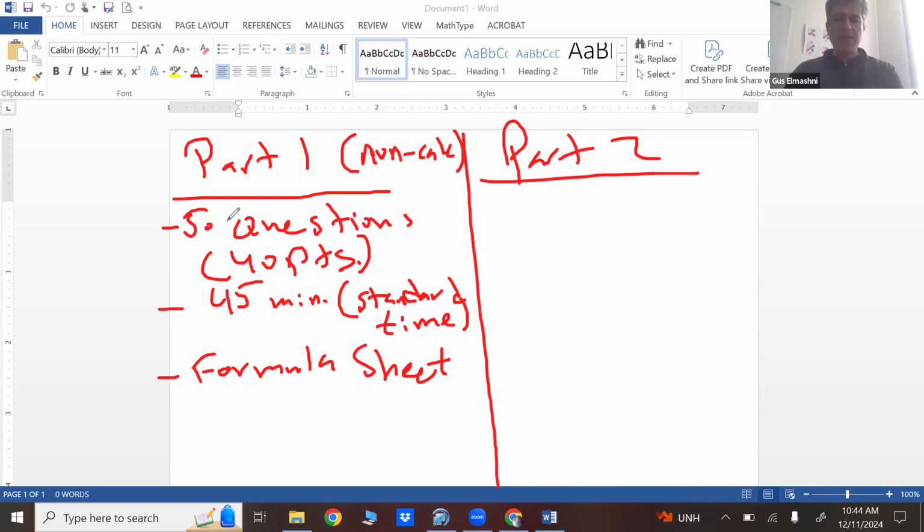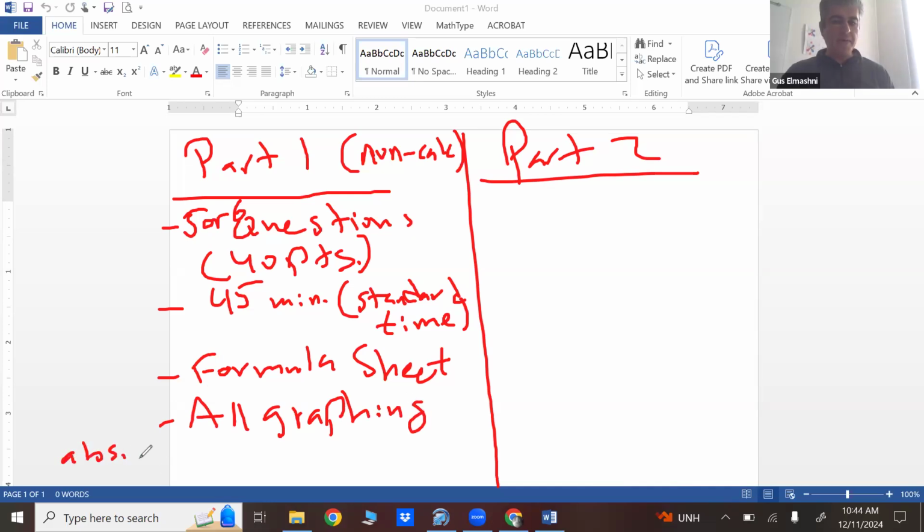I still have to work it out. So, 5 or 6 questions, all graphing. And here are the things you could expect: absolute value, quadratic, square roots, inequalities, raised to square roots, exponential, or cubic.